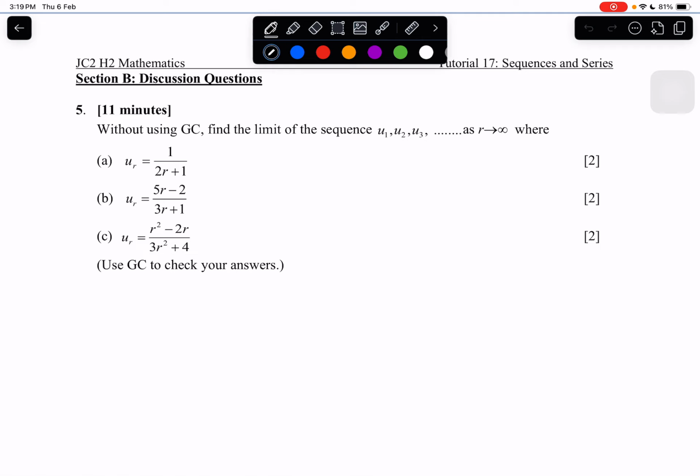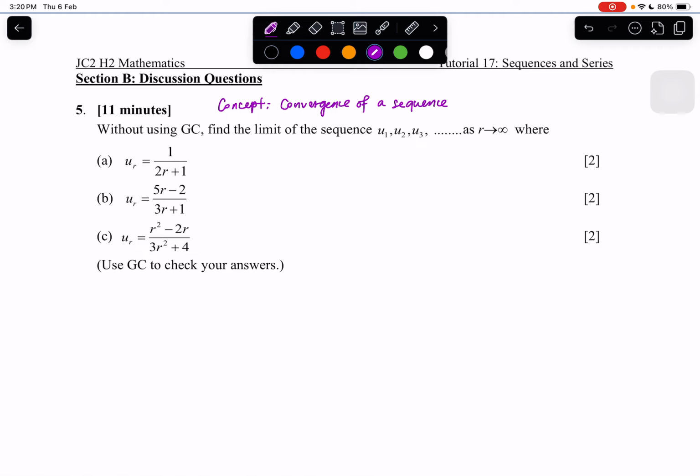So question 5 over here. Now let's read together: without using GC, find the limit of the sequence, the limit as r goes to infinity. This concept refers to the convergence of a sequence. This is actually in the very early part of the chapter. We talk about convergence of a sequence, and the convergence of a series is a different thing.